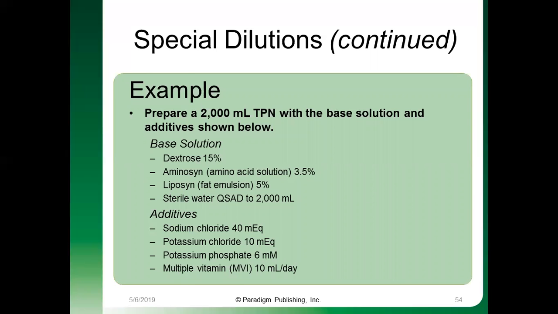So here's an example of a TPN. Prepare 2,000 mL of TPN with the base solution and additives shown below. The base solution is dextrose 15%. We want 3.5% of amino acids, 5% of liposyn, which are fat emulsions, and sterile water quantity sufficient to 2,000 milliliters. Additives we want are sodium chloride 40 mEq, potassium chloride 10 mEq, potassium phosphate 6 millimoles, and a multivitamin of 10 mL per day.